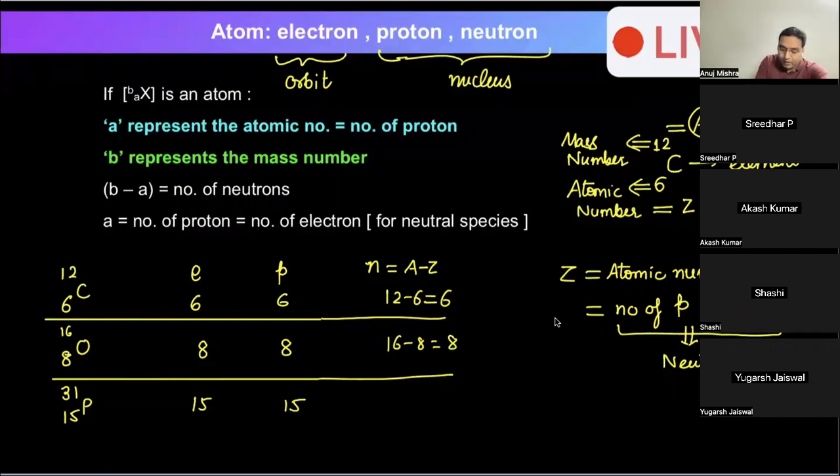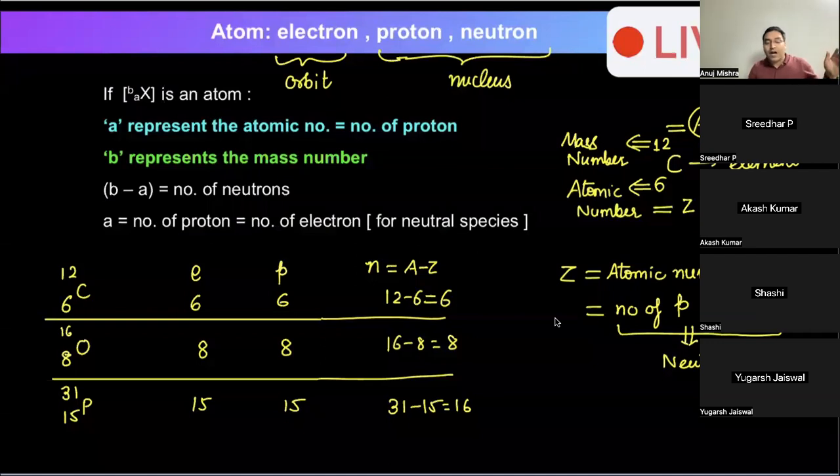For phosphorus, what is 31 minus 15? 31 minus 15 comes to 16. So is it necessary that electron, proton, neutron will be equal? Answer is no. Rather, when you talk about higher atomic numbers, the N by P value drastically improves.